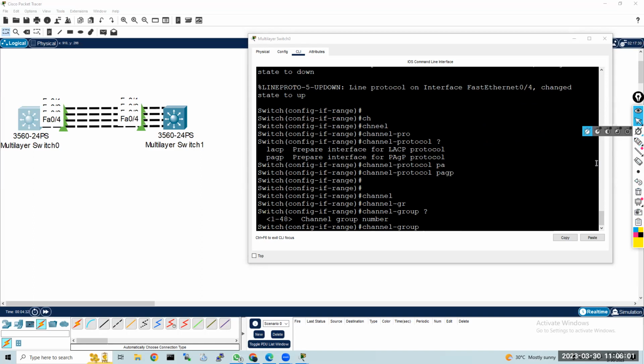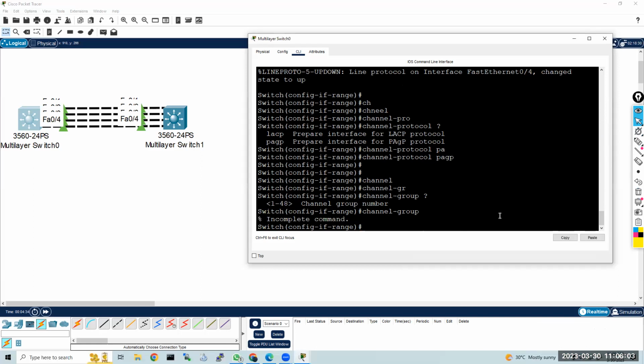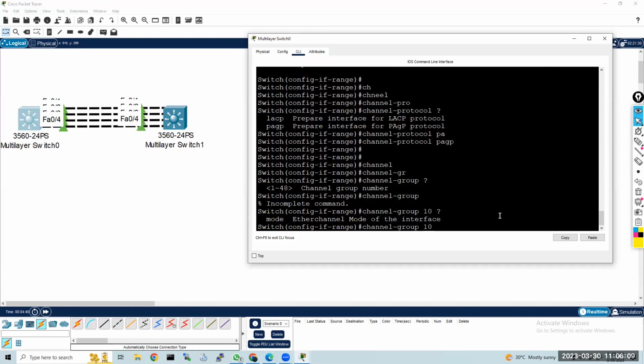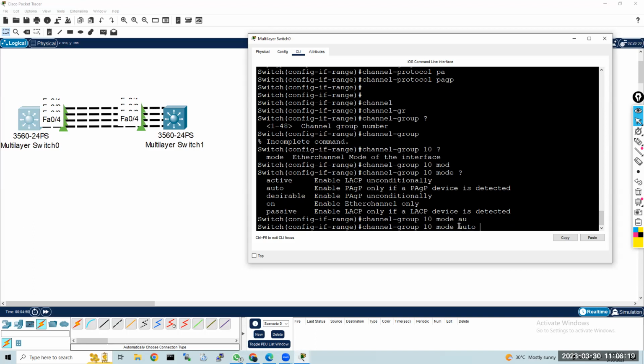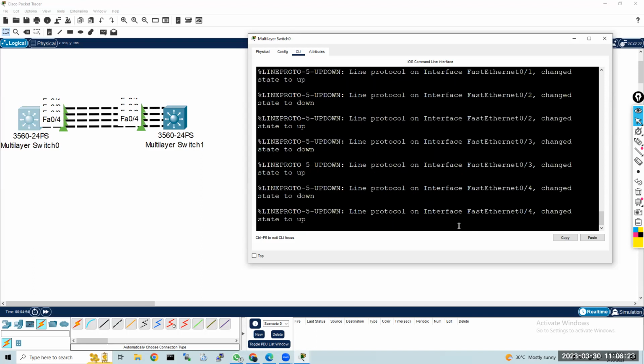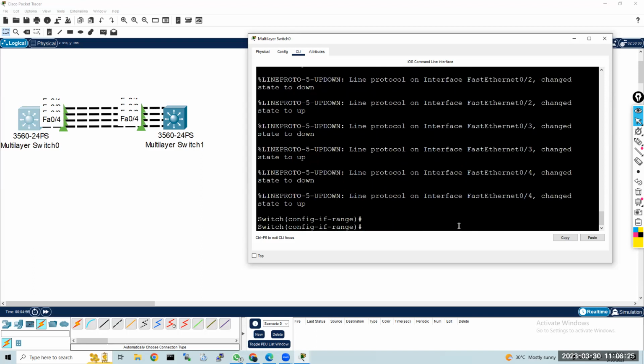So right now I will use channel group 10. Then what should I do now? Mode. What mode do we want? Desirable, active, auto. This one we will take as auto now.